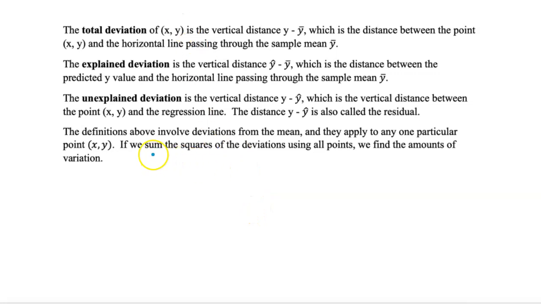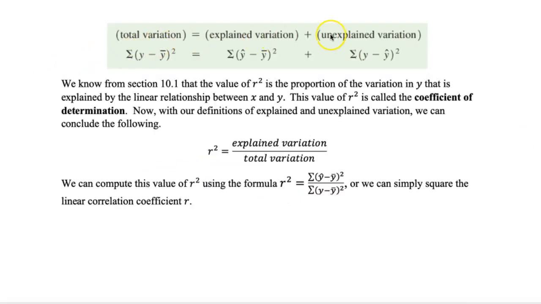Finally, we've got the sum of squares. If the sum of squares of the deviations can be found using all points, then that's the total amount of variation. And we talked about this in terms of the least squares principle. As far as the total, explained, and unexplained variation, when we talk about all of the points, we're just taking the sum, meaning we're adding up all of these different measures of variation for each of these points.